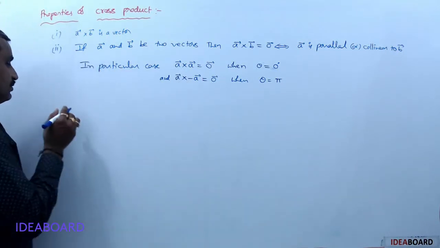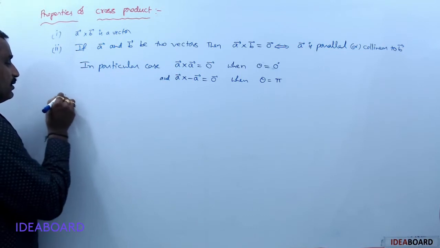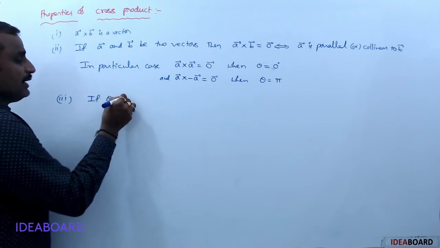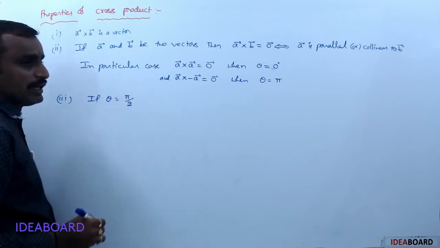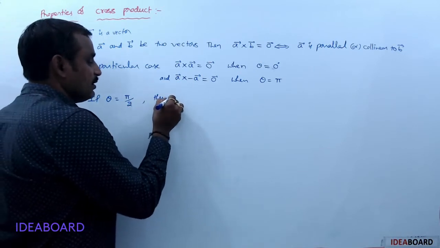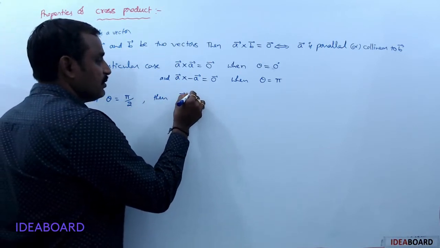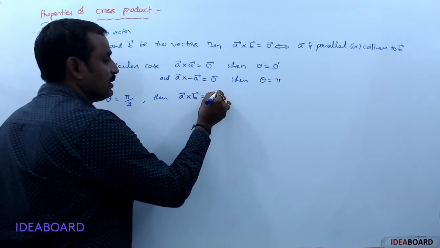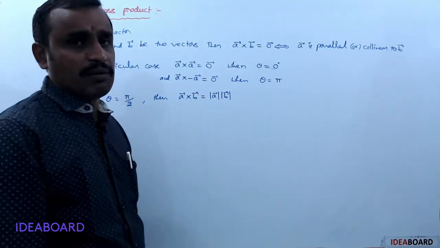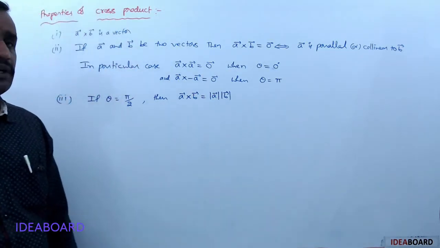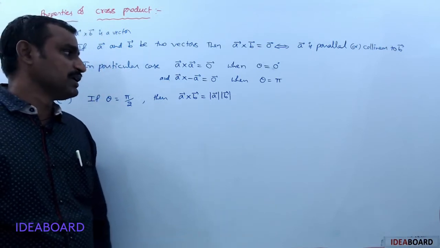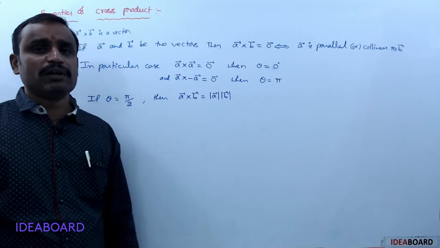And the third one: if theta is equal to 90 degrees, that is pi by 2 in radian measure, then A bar cross B bar is equal to magnitude of A bar into magnitude of B bar. Here theta is 90 degrees, so sin theta is equal to 1. So A bar cross B bar is equal to magnitude of A bar into magnitude of B bar.